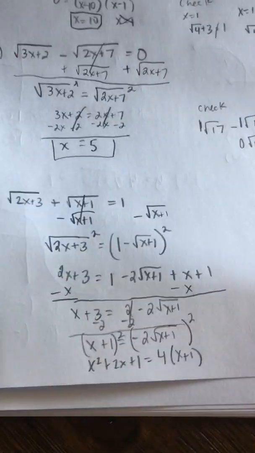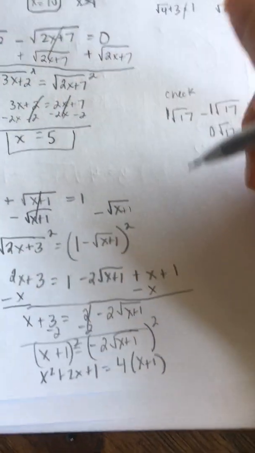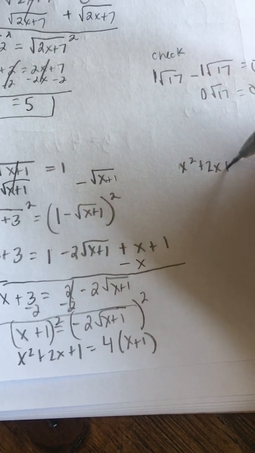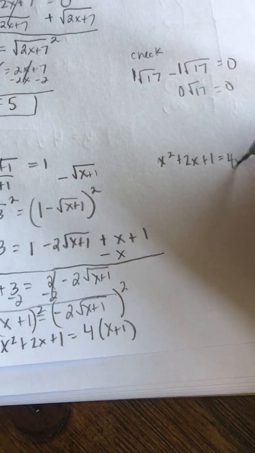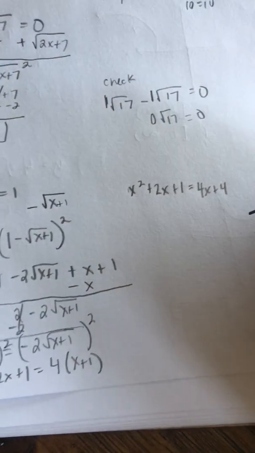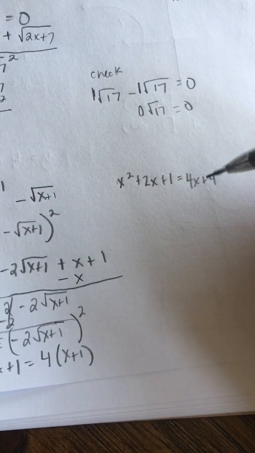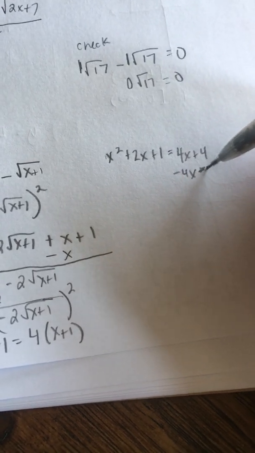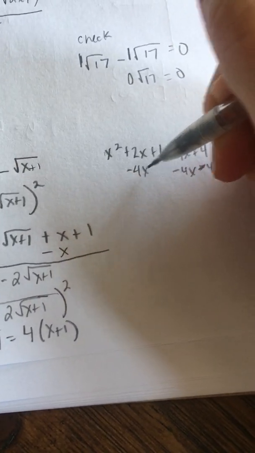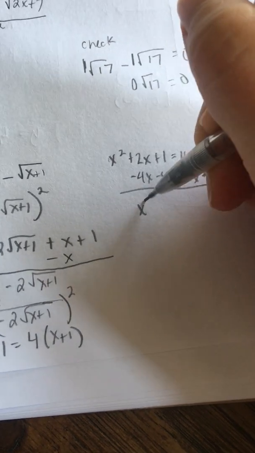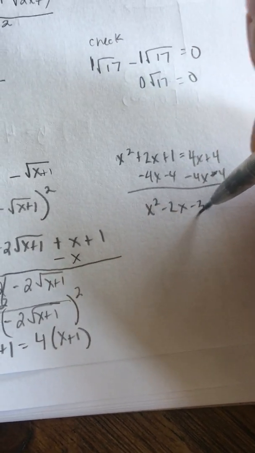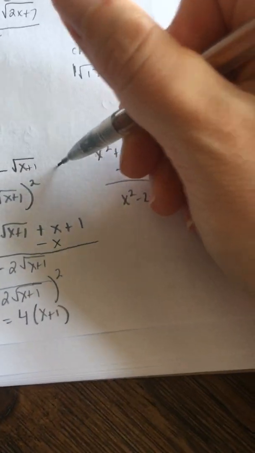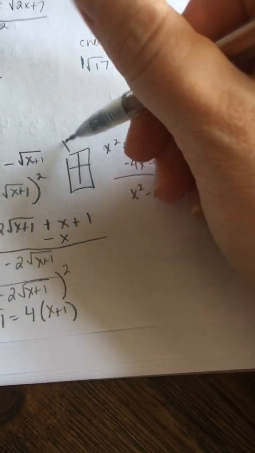I'm going to move over here to finish this problem. So I have x squared plus 2x plus 1 equals 4x plus 4. So I'm distributing. And now I'm going to move these over. They're quadratic, so I'm going to subtract over the 4x and subtract over the 4 to get x squared minus 2x minus 3 equals 0. And I'm going to factor with a box. I'm going to squeeze my factor box in here.